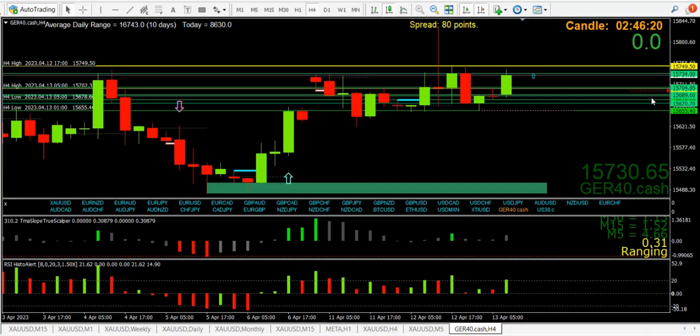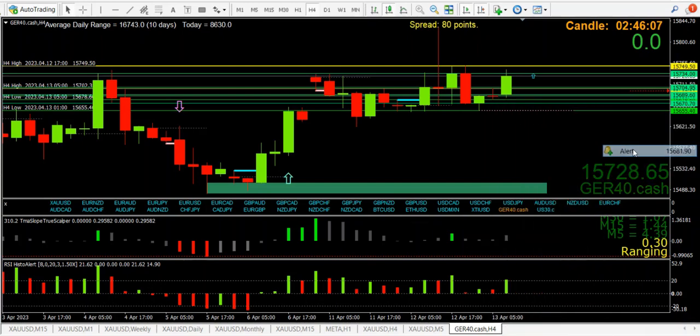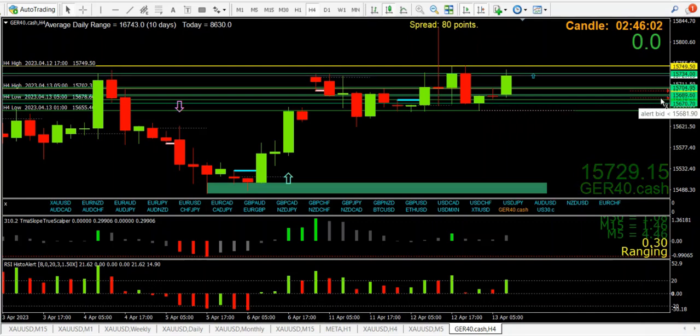Let's set an alert. Oh, we didn't do that low. Oh no, that low didn't exist, did it? Sorry. So we want to set an alert just above. So right click, trading, alert, above that level there. So you can catch the potential shorts.